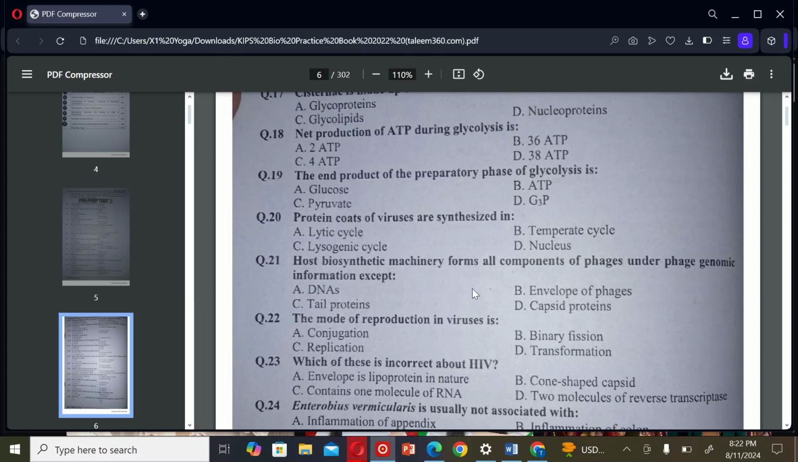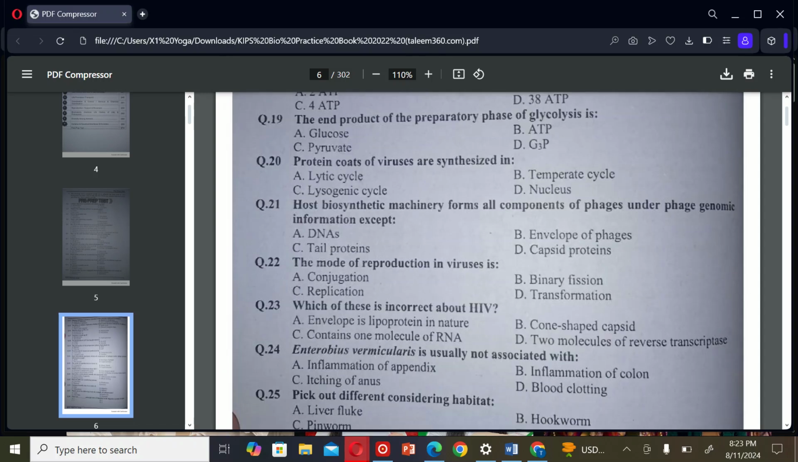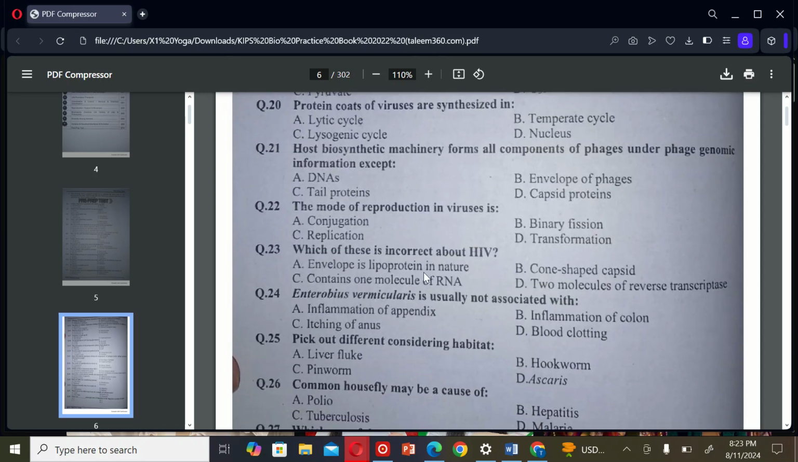Envelope of phages. The next MCQ is: the mode of reproduction in viruses is A. Conjugation, B. Binary fission, C. Replication, and D. Transformation. The correct option is C. Replication. The next MCQ is: which of these is incorrect about HIV? A. Envelope is lipoprotein in nature. B. Cone-shaped capsid. C. Contains one molecule of RNA. And D. Two molecules of reverse transcriptase. The correct option is C. Contains one molecule of RNA.